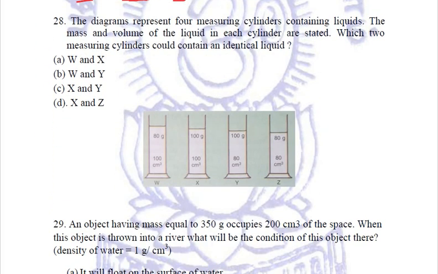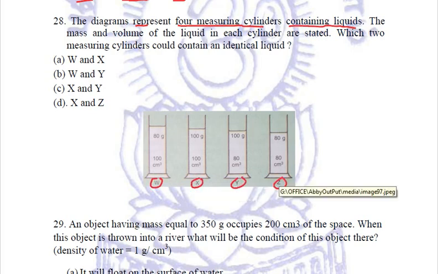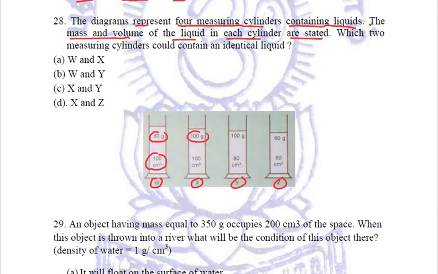Now, the diagram represents four measuring cylinders containing liquids. As we can see, we have W, X, Y, Z. The mass and volume of the liquid in each cylinder are stated. Let us see. The mass is 80 gram, volume is 100 centimeter cube. Mass is 100 gram, volume is 100 centimeter cube. Mass is 100 gram, volume is 80 centimeter cube. And mass is 80 and volume is also 80.